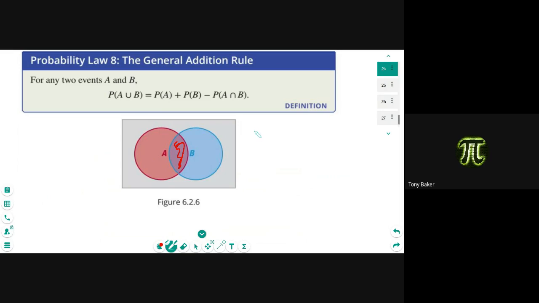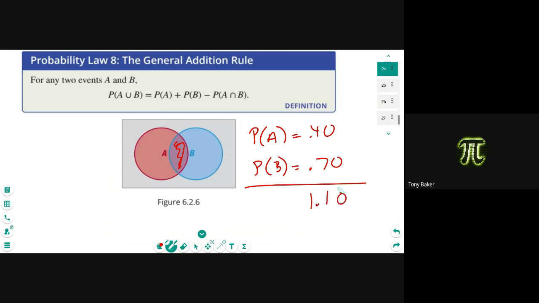Okay, so if the probability of A was 40% or 0.4, and the probability of B was 0.7, if I added those together, I'd get 1.1, right? Because that part right there is part of A and part of B. So if I told you that part right there, the intersection of A and B, was 30%, I would want to subtract that off.